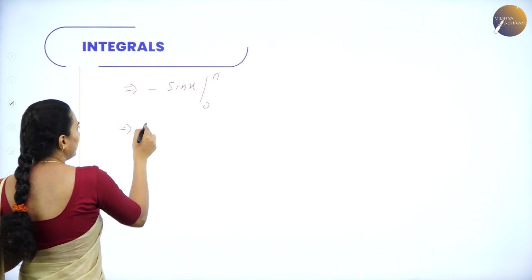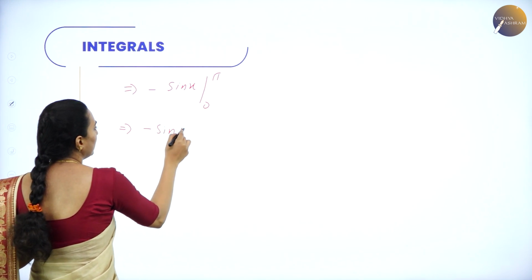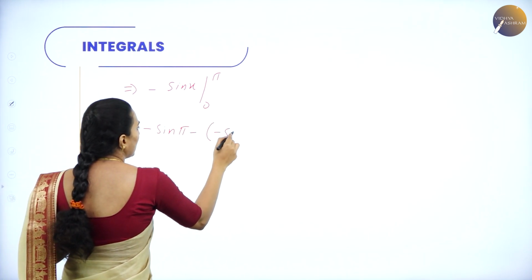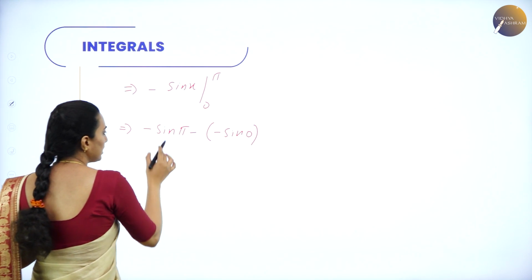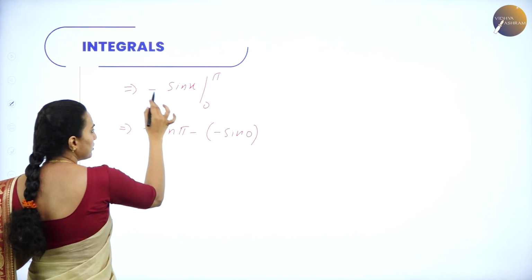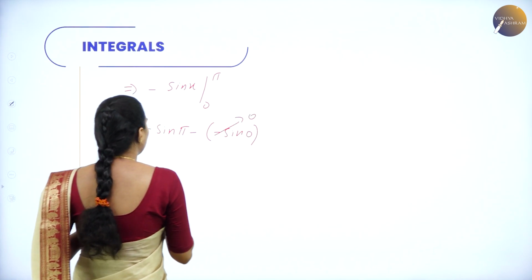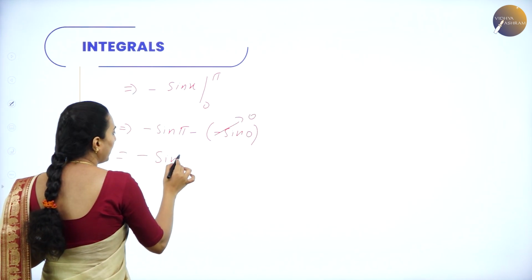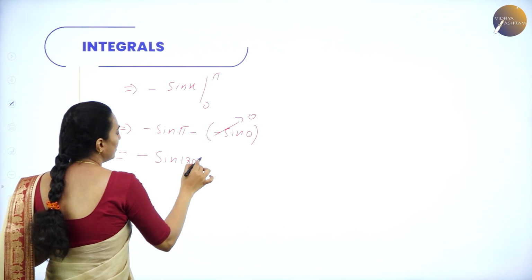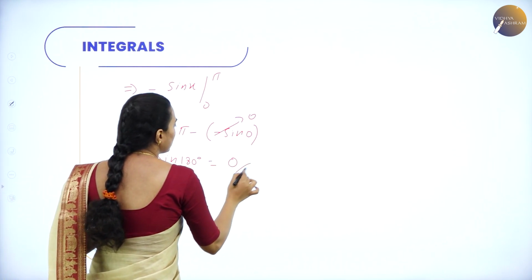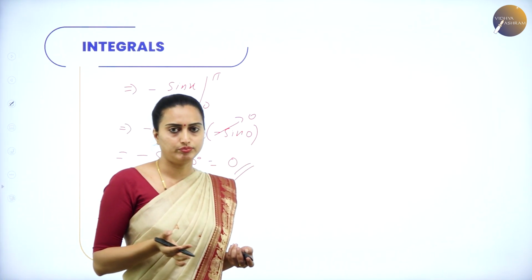Now apply the upper limit: minus sin pi minus sin 0. Right? This upper limit minus, again this minus is there, sin 0. Anyway, sin 0 value is 0, so this will become 0. So minus sin pi value is nothing but sin 180 degree, which is nothing but 0. So the answer you are going to get is 0. Okay.